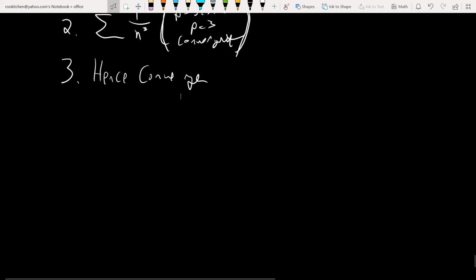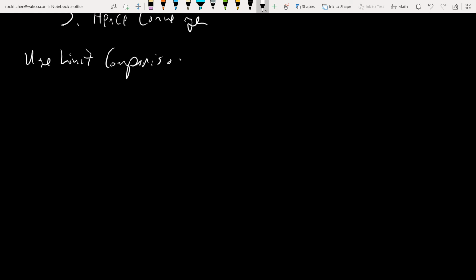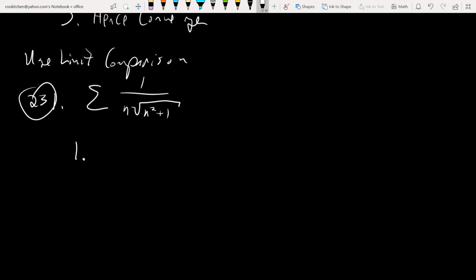Okay. For the limit comparison test, I kind of want you also to be showing me 3 steps. So use limit comparison. So first, what number is this? It's 23. And we get given the series 1 all over n times the square root of n squared plus 1. So again, first, I'm going to give you 3 steps. Okay, so first step, I want you to talk about the series you're comparing it to.